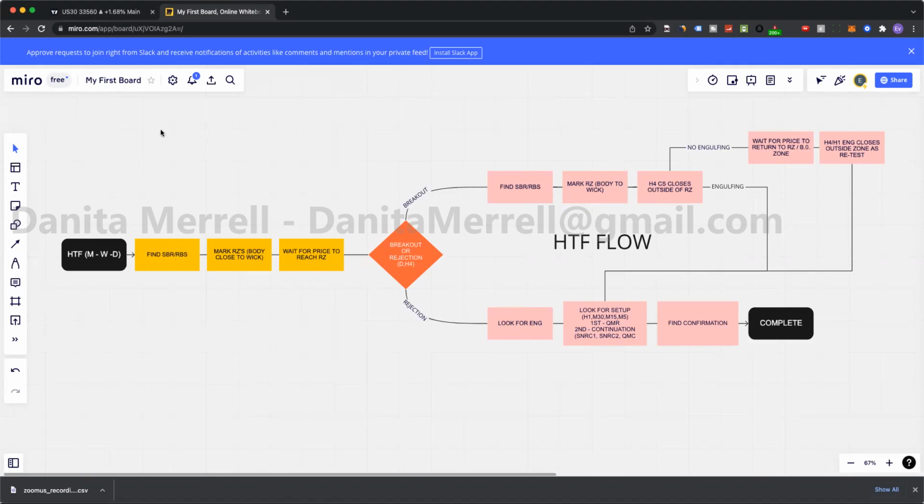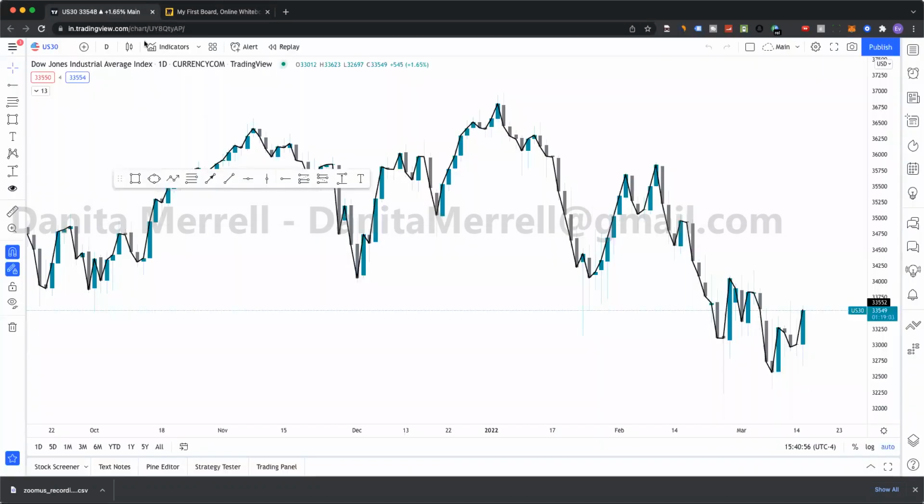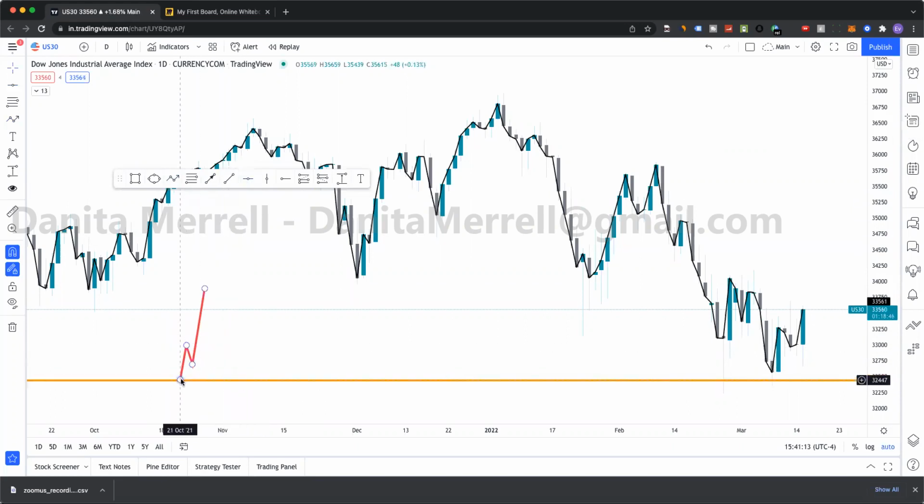After finding that, to consider that high strong, you need to find your SBR or RBS. Support becomes resistance, or resistance becomes support. So for example, let's say you have a daily swing point right here. Then you have your pullback and then your rally through. This right here, your SBR, makes this level strong. So this level now becomes strong.